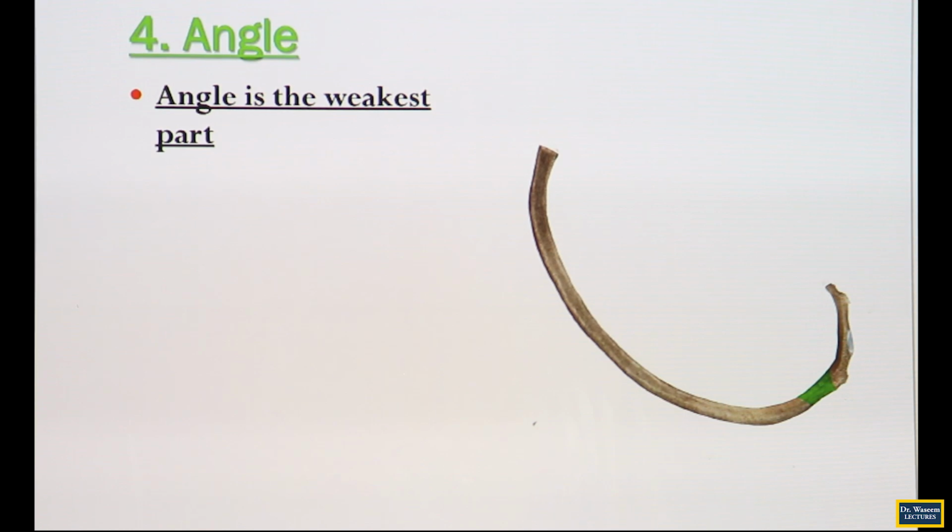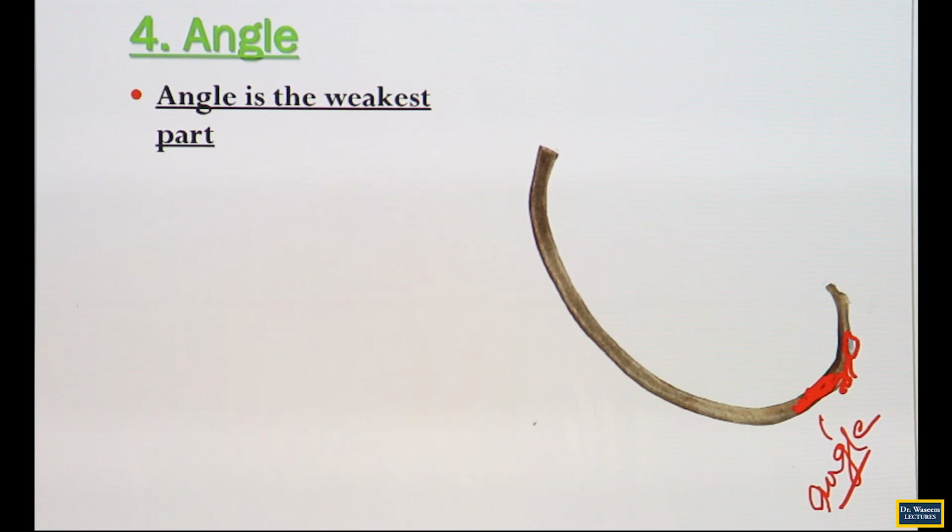After the tubercle and its attachment of the costotransverse ligament, there is a sharp curve. This curve is called the angle of the rib. It is the weakest part of the rib, not the neck even. This is the weakest part, and this is the most important part that undergoes fractures in an impact injury, not in a direct injury.